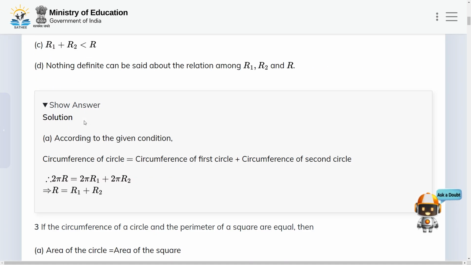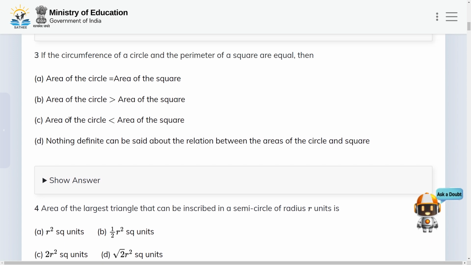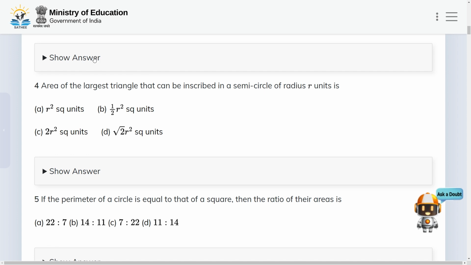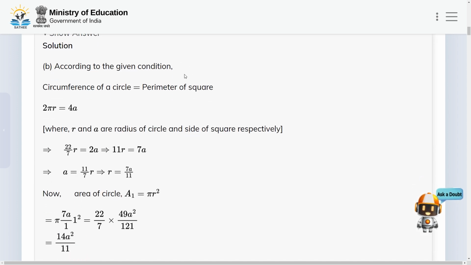Now let us move to the next question. If the circumference of a circle and the perimeter of a square are equal, then which option is correct? Let us see how to solve it. According to the given condition, the circumference of a circle equals the perimeter of a square. The circumference of the circle is 2 pi R, where R is the radius, and the perimeter of the square is 4 times the side, that is 4A, where R and A are the radius of the circle and the side of the square respectively.